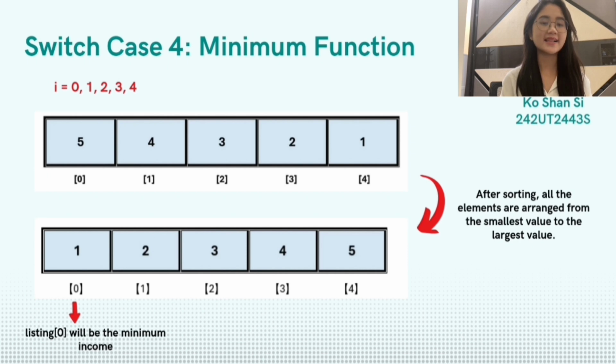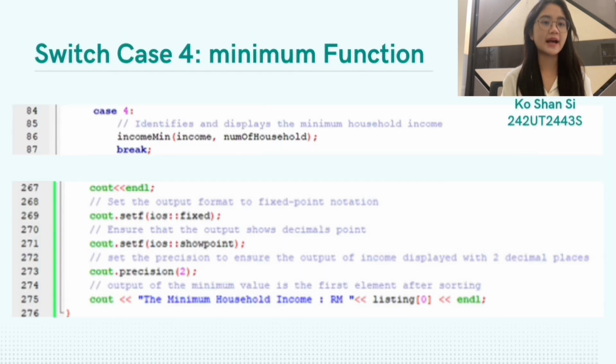From the slide, we can clearly see that the minimum income is found at index 0, which holds the smallest value in the array. To format the output, we use ios fixed to display numbers in fixed notation. We enable ios showpoint to ensure the decimal point is always shown, and set the precision to 2 decimal places using cout precision 2.